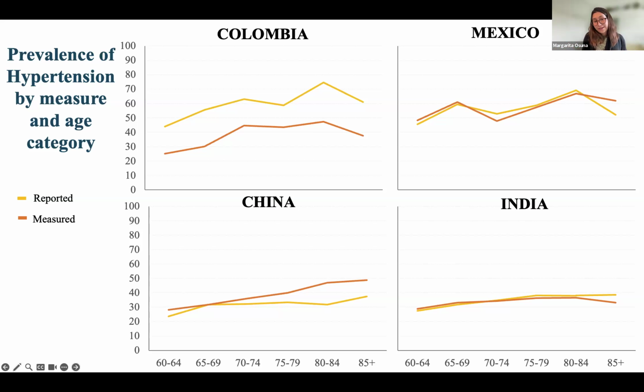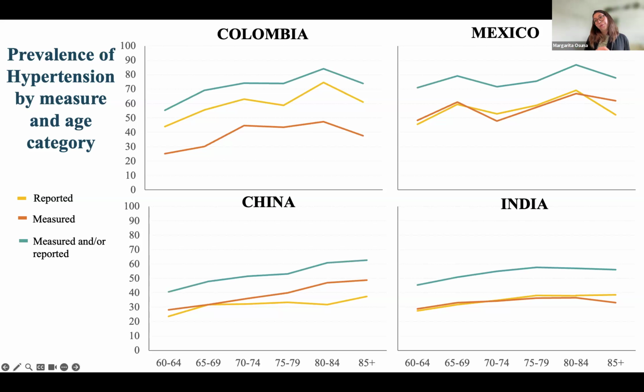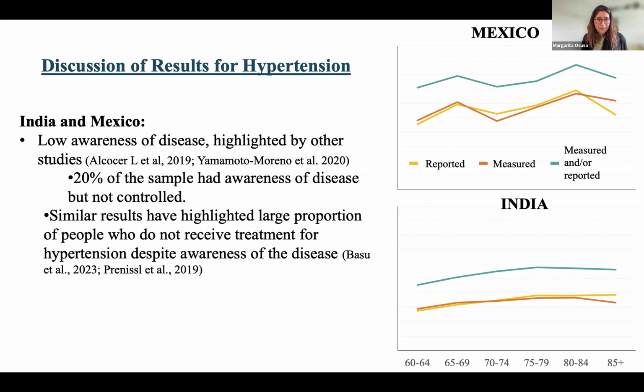And if we look at these two measures combined, we can see that the prevalence is the highest when we have the combined measures. It is a really good indicator that this might be the best indicator to capture the prevalence of the disease, because it is accounting for both possibilities. Let's walk through some of these results.